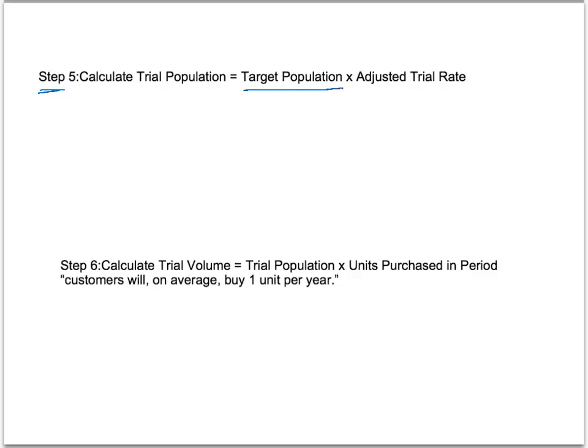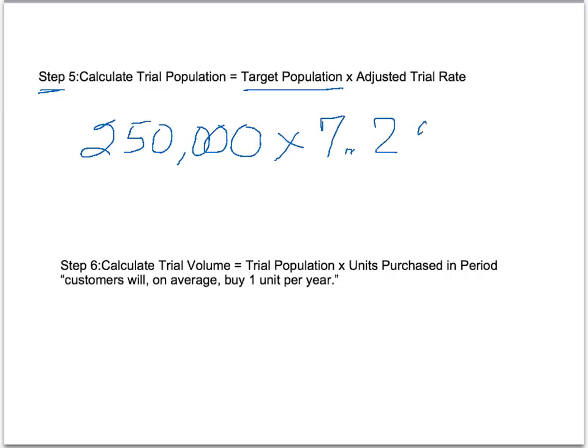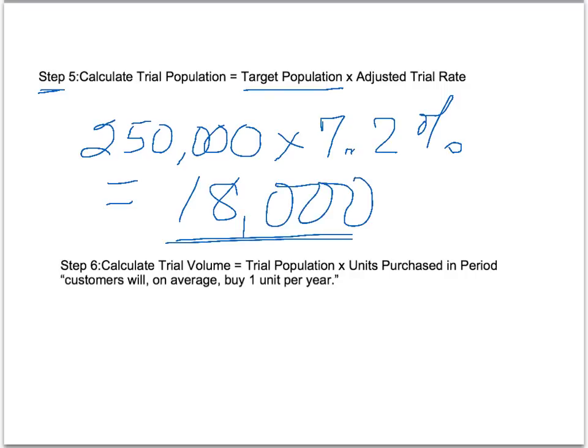On to the next slide now for step number 5, where we calculate our trial population. We take our target population, which if you'll recall from step 1 was 250,000, and we multiply that by our adjusted trial rate of 7.2% to get a trial population of 18,000. That means we're estimating that 18,000 people will purchase our product in year 1.